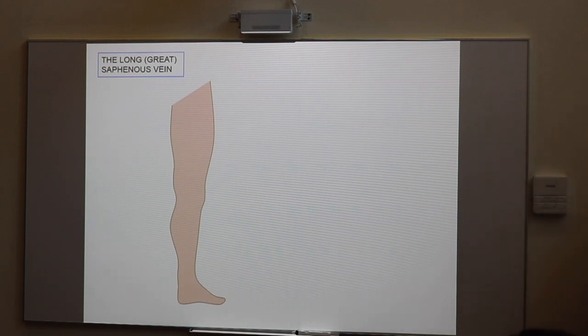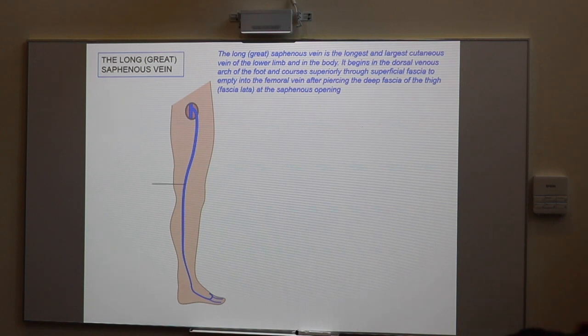The dorsal venous arch on the foot would have a medial end and it would have a lateral end. From the medial end of the dorsal venous arch in the foot, this long vein arises, which is called the great saphenous vein.